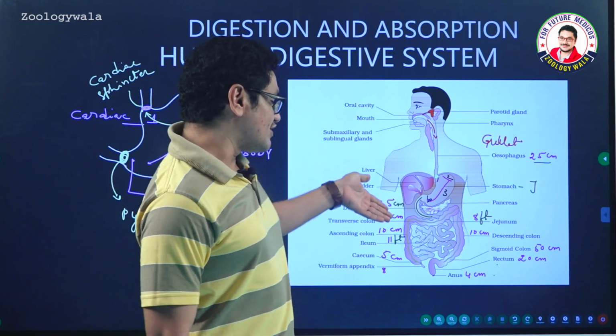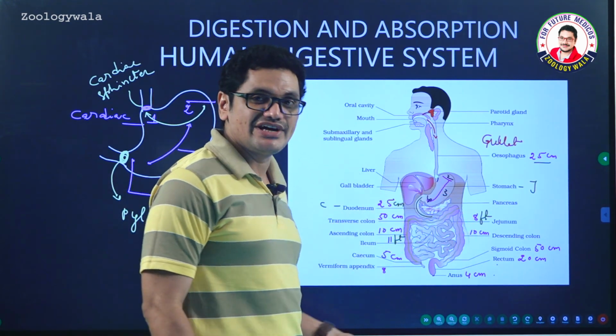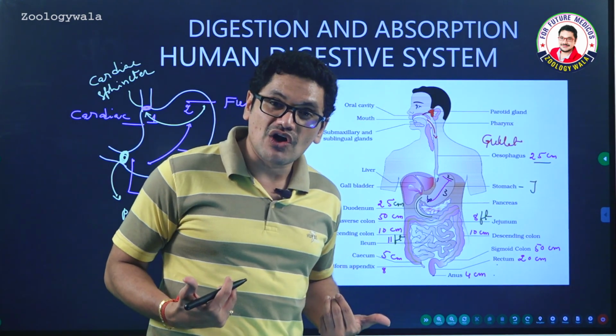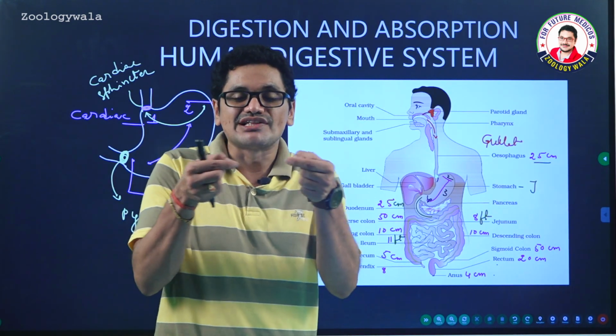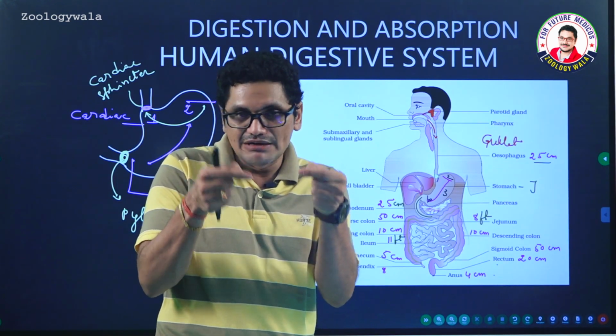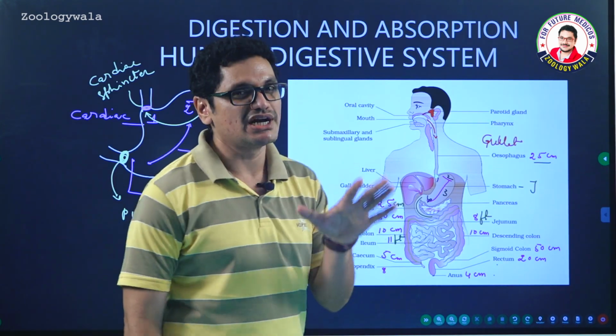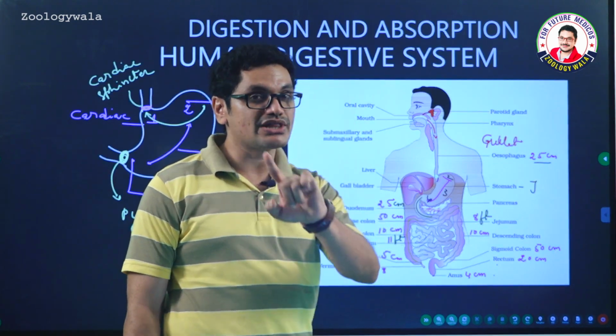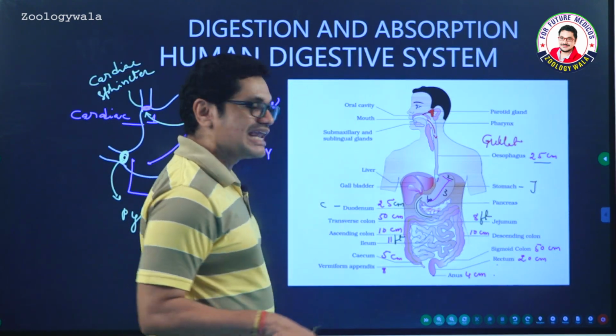You may ask me, 25 centimeters here, 8 feet here, 11 feet here, but still we are calling it a small intestine. Yes, why? Because the width, the diameter will be less, especially the width will be less. That is the reason why it is called small intestine, but length will be more than large intestine. Let us move to the large intestine.